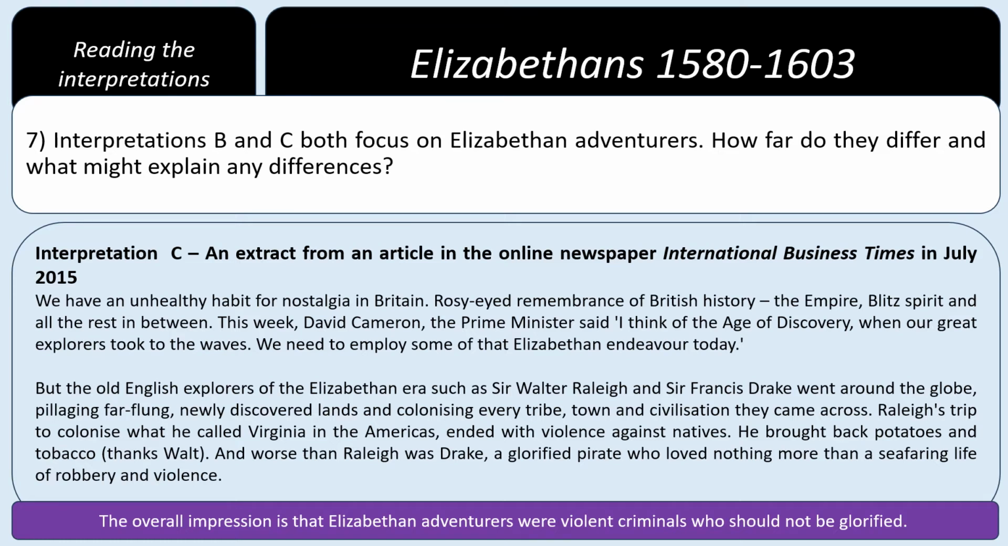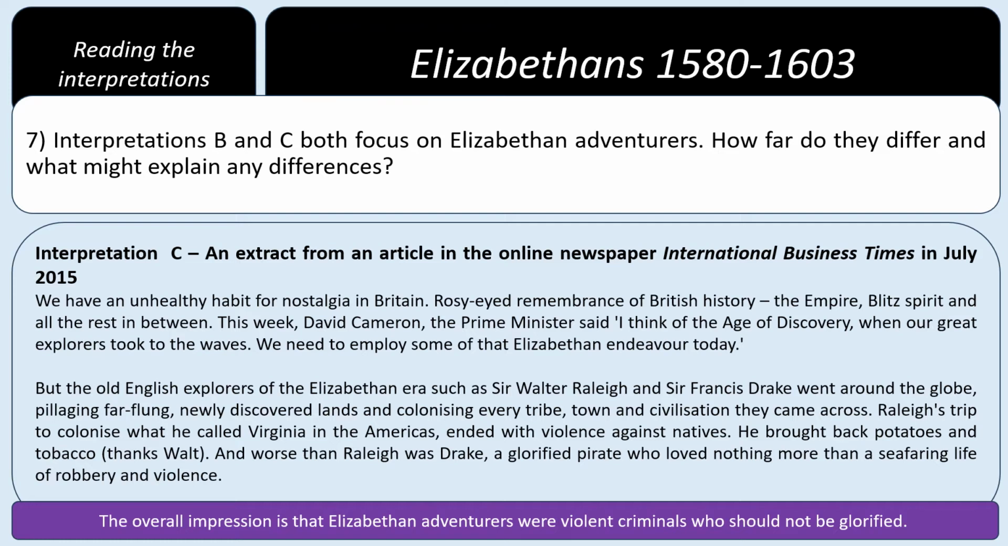So if we look at interpretation C, it's an extract from an article in the online newspaper International Business Times in July 2015. Let's read it. "We have an unhealthy habit for nostalgia in Britain. Rosy-eyed remembrance of British history, the empire, blitz spirit, and all the rest in between.